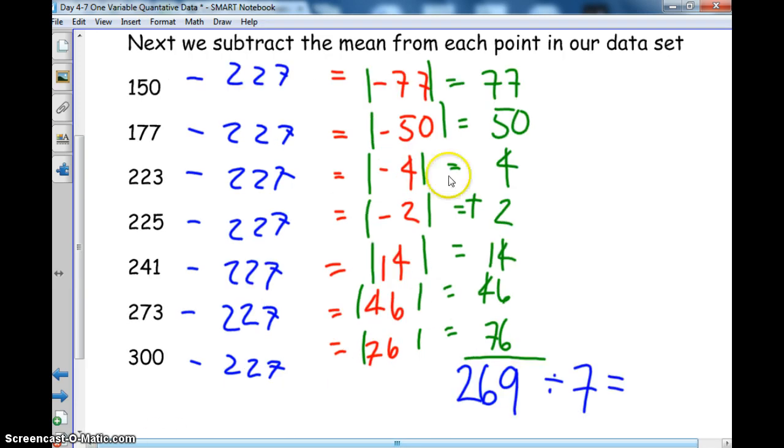So when we added up all of those positive values, we got 269. We divide that by 7 because that was how many data points we have, and so we get 38.43. So our mean absolute deviation is 38.43.